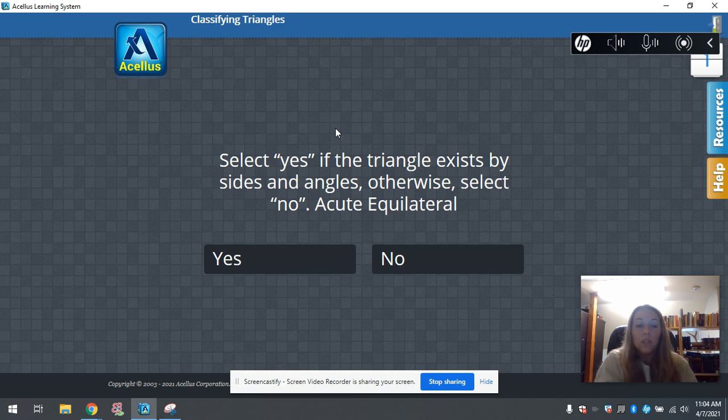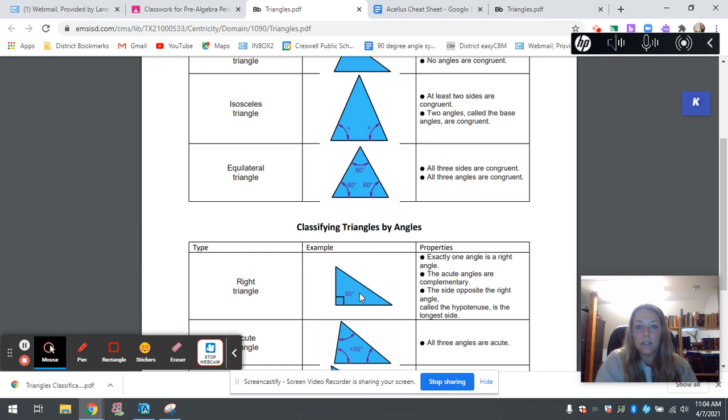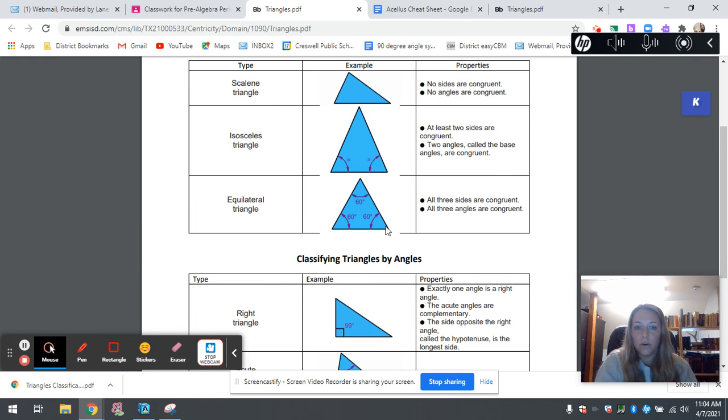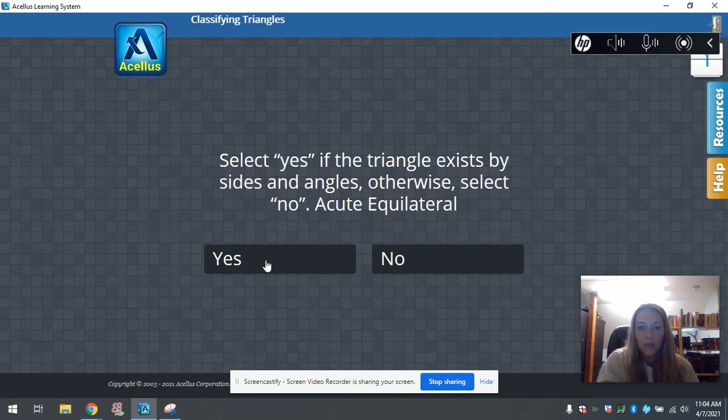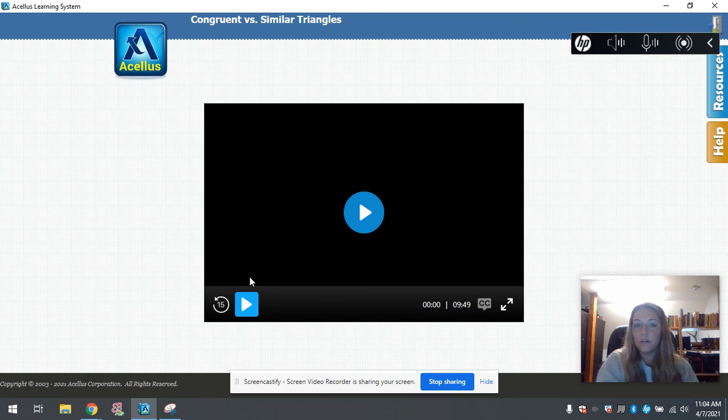An acute equilateral. All angles are less than 90 degrees and they are all the same. So in this demonstration, this is an example of an acute equilateral triangle where all of these angles are less than 90 degrees and they're all the same. So yes. And we're on to other things.